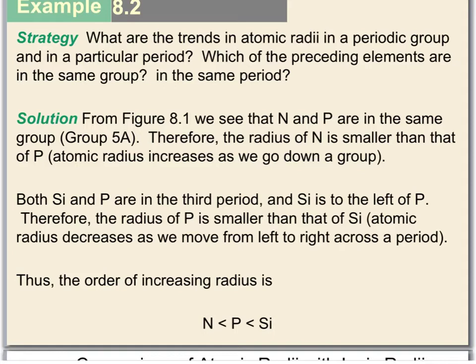In general, to solve this type of problem, we need to examine the relative positions of each element on the periodic table with respect to each other. Then we apply our periodic trends.